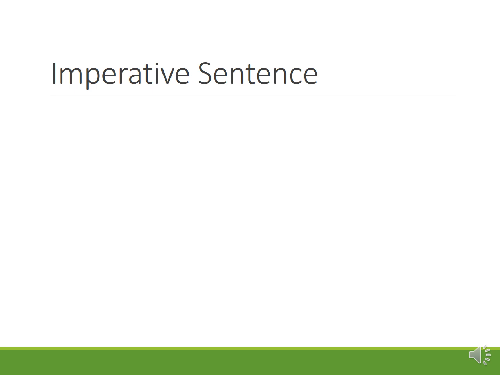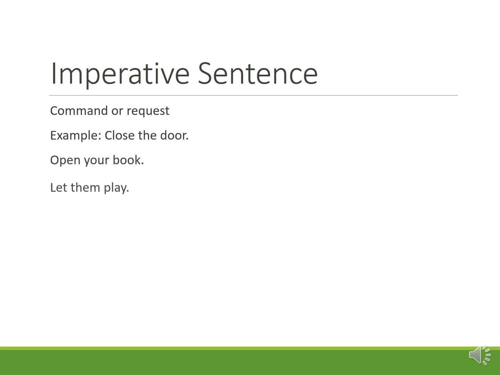Imperative sentence. An imperative sentence gives us a command or request. For example, close the door, open your book, let them play. Here we are telling someone to do something. The subject is usually hidden.